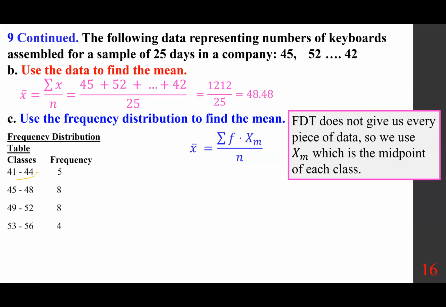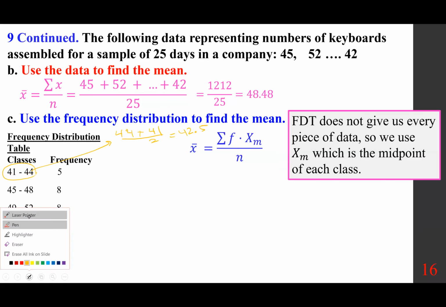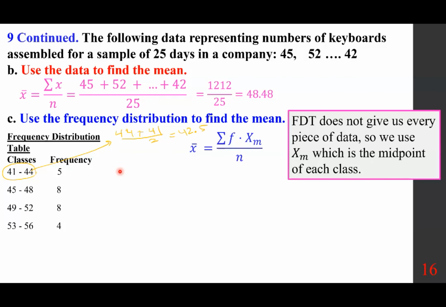So as an example for this one, the midpoint, which is the upper limit plus the lower limit divided by 2, is 42.5. We can calculate the rest or just add the width. Remember the width was 4, so add 4: 46.5, add 4: 50.5, add 4: 54.5. So here's the midpoint. So you calculate one of them and add 4.